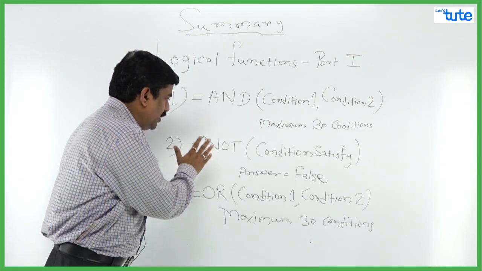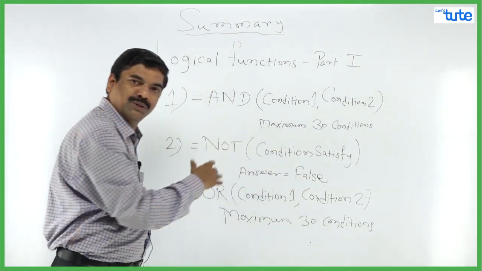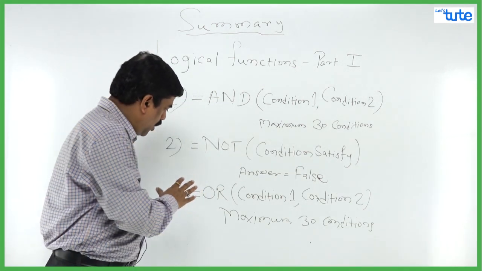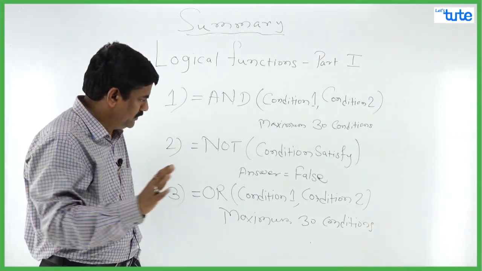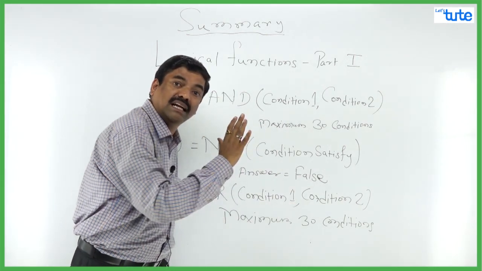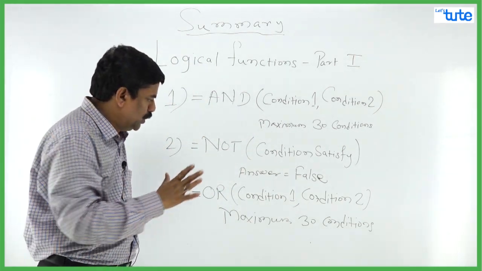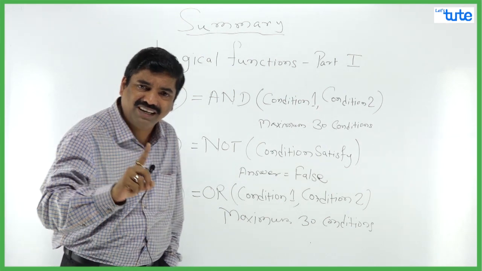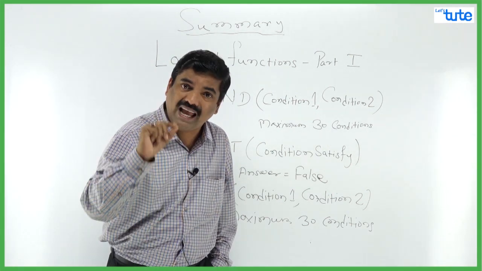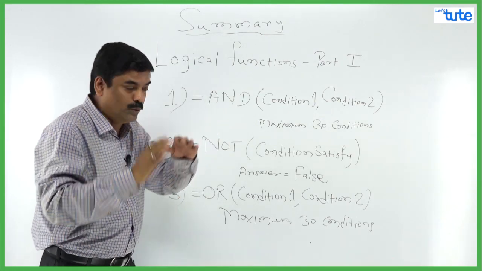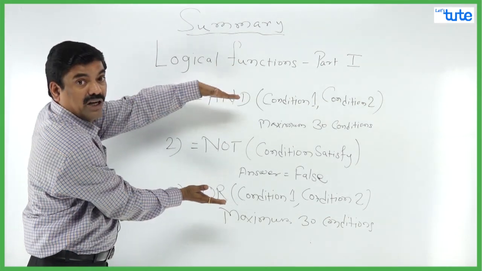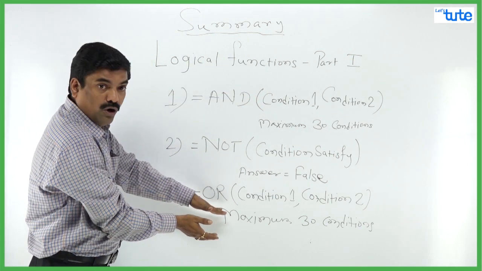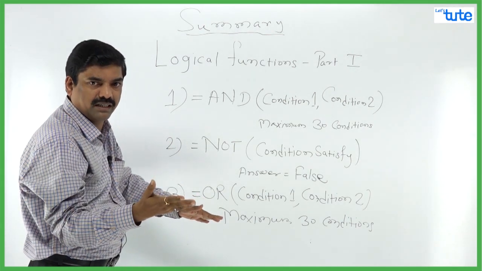Next one is NOT. If the condition is satisfied, your answer is false. And last one is the OR command. Maximum you can give 30 conditions. Please note that if any one condition is satisfied, your answer is true. Please note that there is a difference in the AND and OR commands. In AND, all conditions should be satisfied. In OR, any one condition should be satisfied.